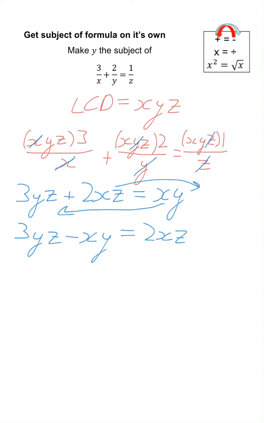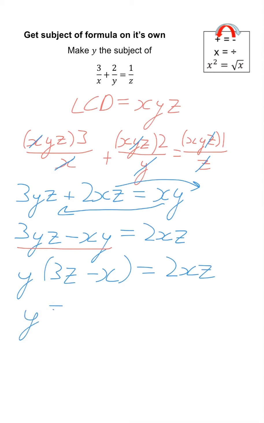Let's factorize out now the y from here. So we'll have y, then 3z minus x is equal to 2xz. So then y is equal to, remember we need to divide now by 3z minus x. So we have 2xz over 3z minus x. And that's my final answer.